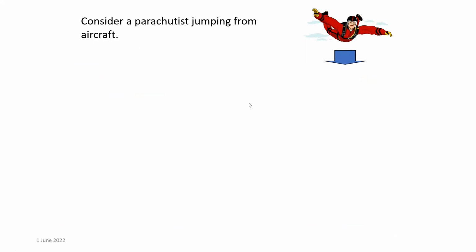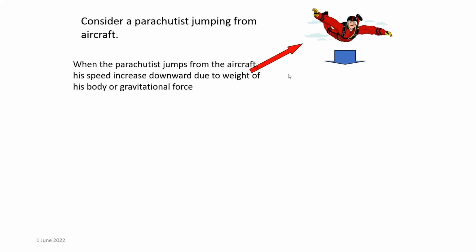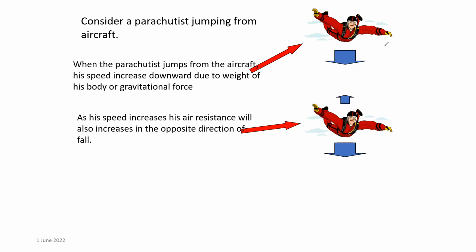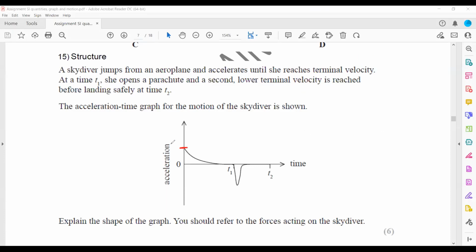But when he jumps, his speed starts to increase. As a result, the air resistance will also increase. As the air resistance increases, the resultant force will decrease. For example, the resultant force is 100 Newton, but as air resistance opposes the motion, the resultant force will be 80 Newton. Resultant force and acceleration are directly proportional, so acceleration is also decreasing. In the beginning he has the maximum acceleration, 9.8, but as his speed increases, air resistance increases, the resultant force decreases, and that's why his acceleration starts to decrease.